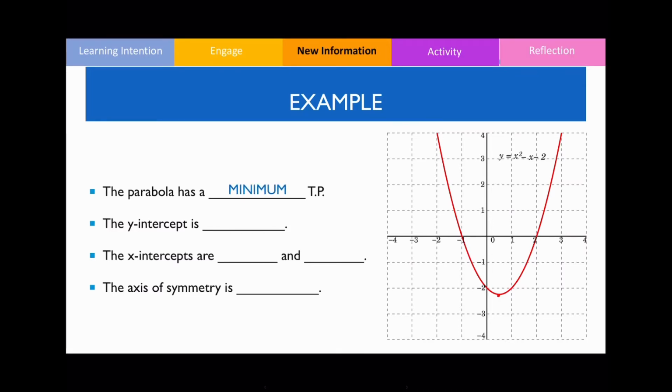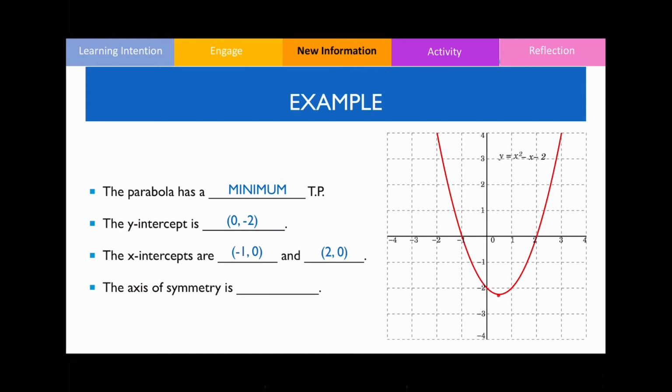The second part wants you to state what your y-intercept value is going to be, and make sure you're always representing this in a coordinate form. So in this case, your y-intercept is going to be 0, -2. Similarly, you do the same thing for your x-intercept. So your x-intercept is going to be -1, 0 and 2, 0.